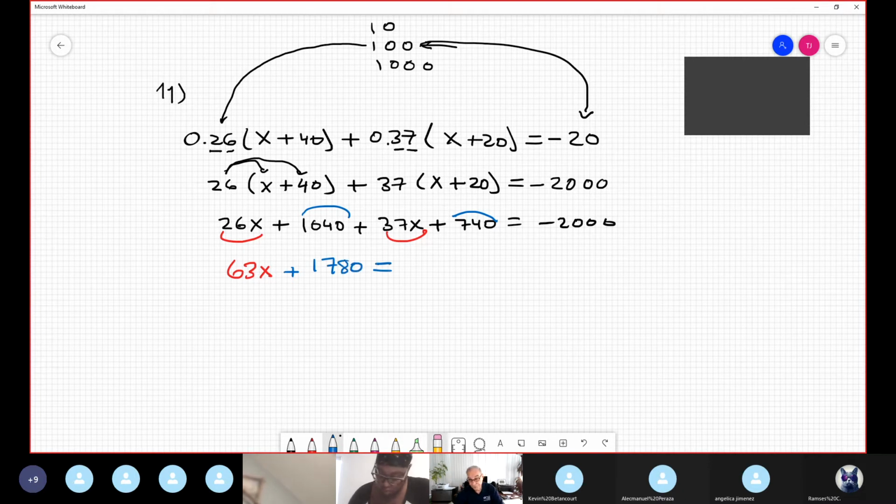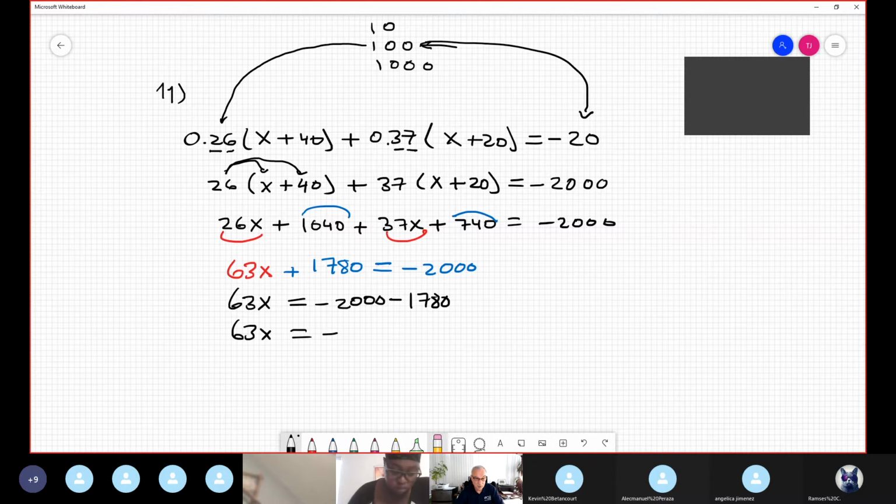On the right hand side we have minus 2,000. Okay, now finally you bring down 63x. You put on the other side minus 2,000 minus 1,780, because when I move to the right, I change the sign, and so you combine. Okay, this is 63x equal minus 3,780. Okay, now finally divided by 63.